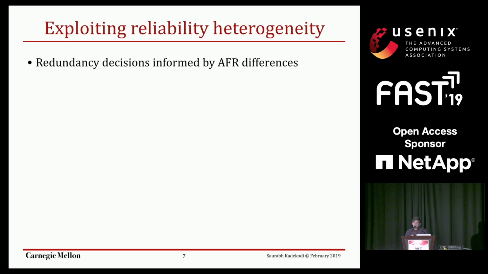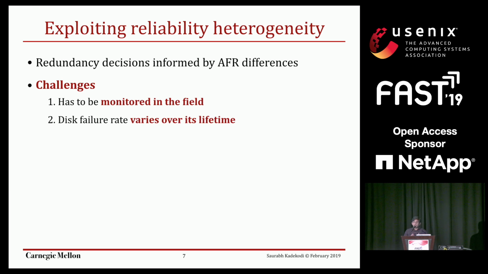So the right way we think to go about this is to actually inform the redundancy layer about the differences in the failure rates among the different disk groups. The challenges to do this are that the disk failure data has to be monitored on the fly in the field. The spec sheet failure rates are very different from what ends up happening in the field. Moreover, a disk's failure rate varies over its lifetime. So these are the two main challenges in having a redundancy tuning mechanism.